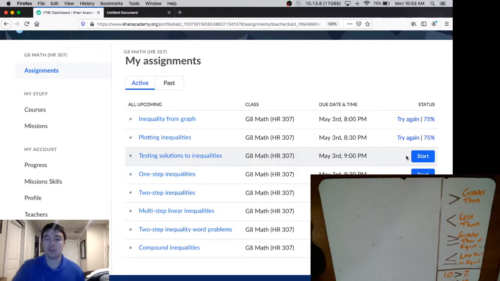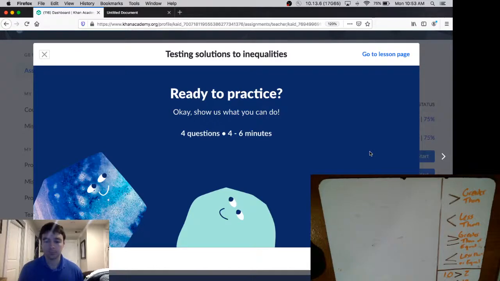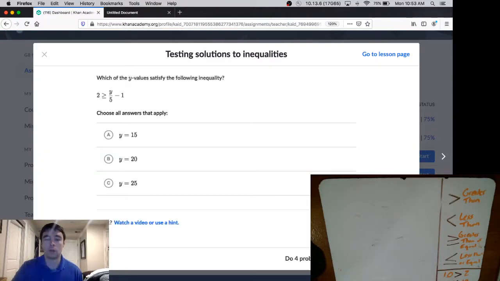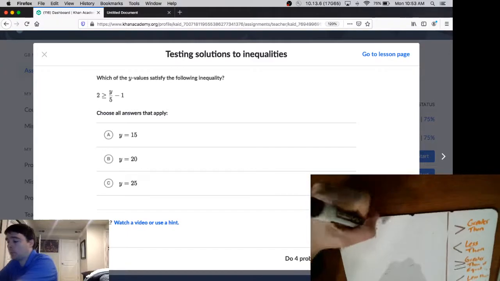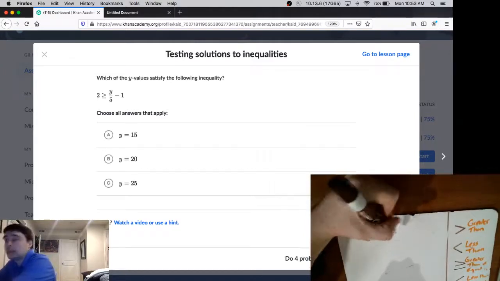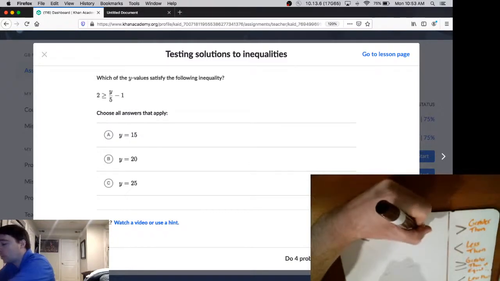So this tests our knowledge. Do we understand what these inequalities really mean? An inequality, recall, is saying one side of the expression is smaller or larger than the other side. So in this case, in typical Khan Academy, sometimes they give you a tougher problem to start. The inequality that we're provided with, I'm going to write this down on my whiteboard here. It says 2 needs to be greater than or equal to y divided by 5 minus 1.